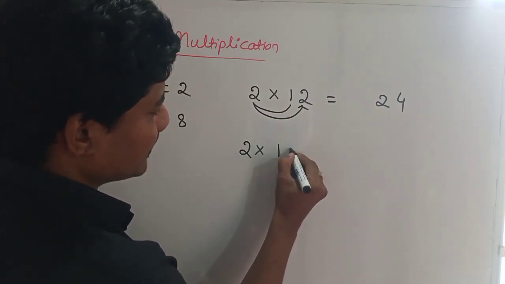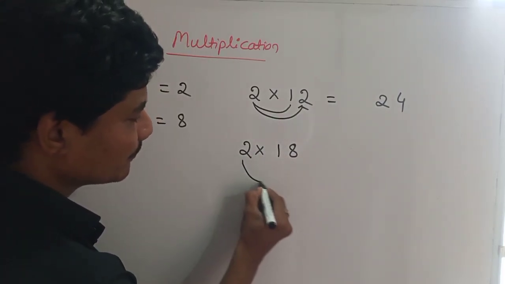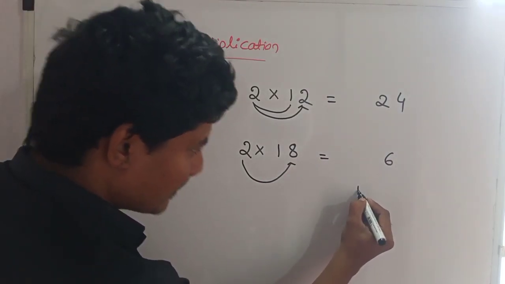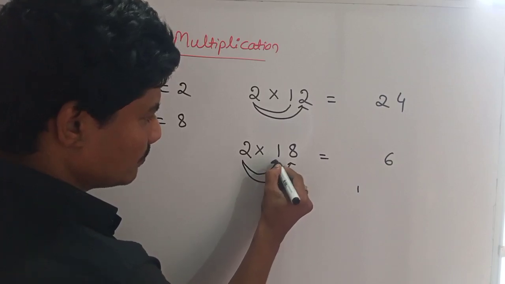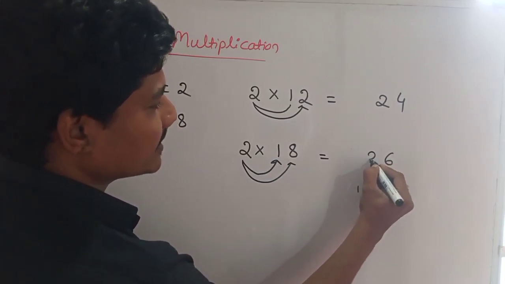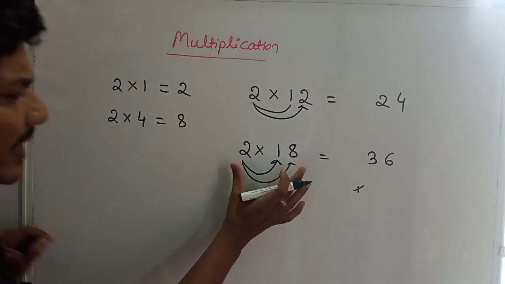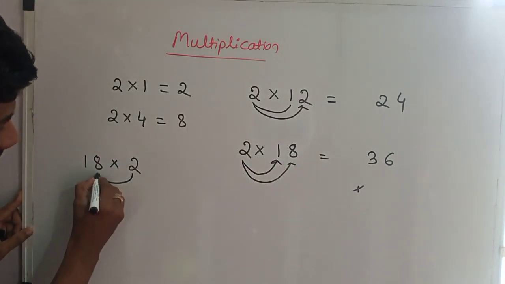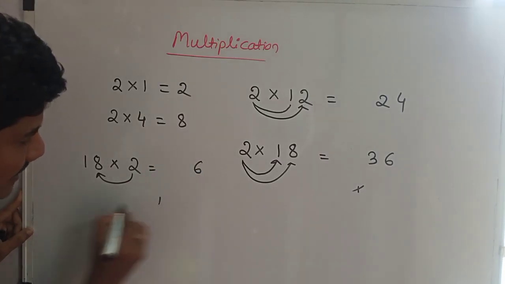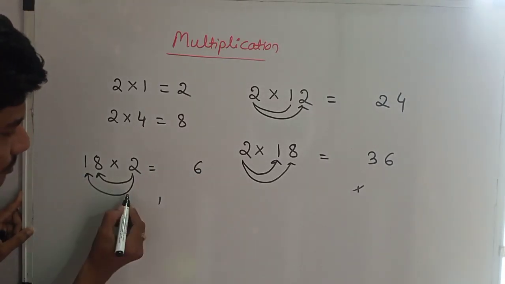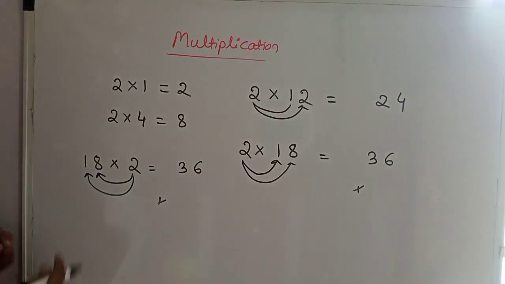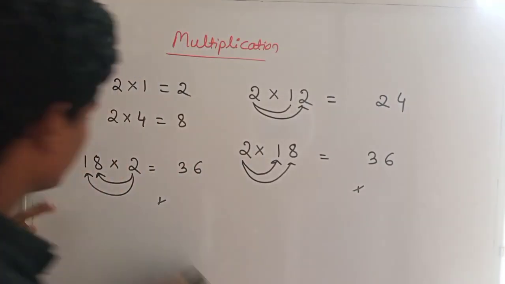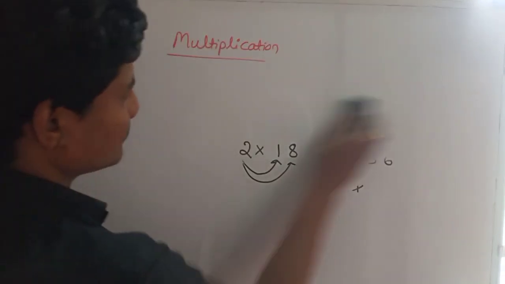2 into 18. First you multiply 2 into 8. 2 8s are 16, carry 1. 2 1s are 2. 2 plus 1 is 3. 2 into 18 is 36. 36 is the answer. I can write this also in this way. 2 into 8, 16. 2 ones are 2. 2 plus 1, that is 3. 36. 18 twos are 36. Let's proceed with the next set of numbers.